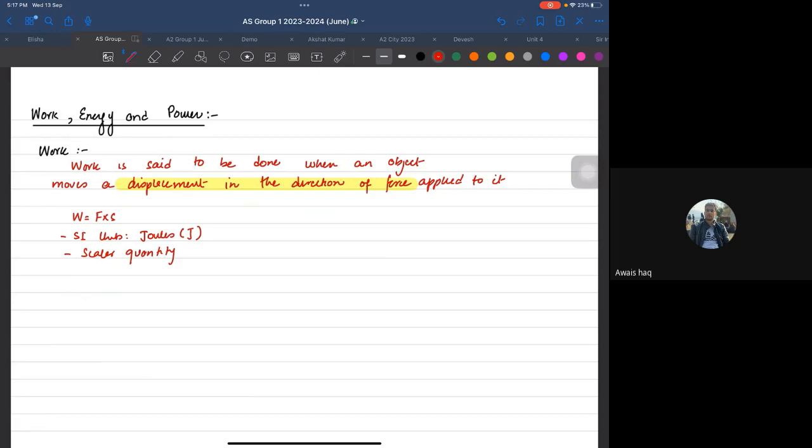For instance, the simplest thing is that if we push a box, suppose this is a box, you apply a force on this box, and this box basically moves a certain distance. So when it moves a certain distance, we can say that work is done, because work is equal to force times the displacement it has moved.